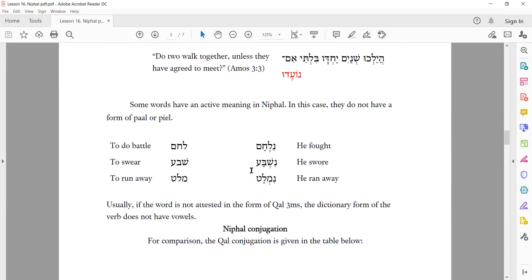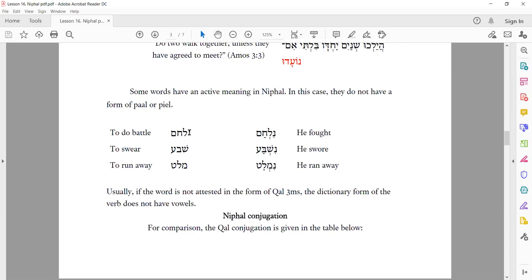And one more thing that we need to remember about the meaning of binyan Niphal is that some verbs have an active meaning. So they are attested only in Niphal stem. They don't have a passive meaning, but they have an active meaning. And these are the word laham. So do you see in the vocabulary, we don't put vowels here because this verb doesn't occur in kal stem. It occurs only in Niphal stem, and it means he fought or to fight. Nilham will be the form. It is never attested in the kal stem, and it has active meaning, not passive meaning.